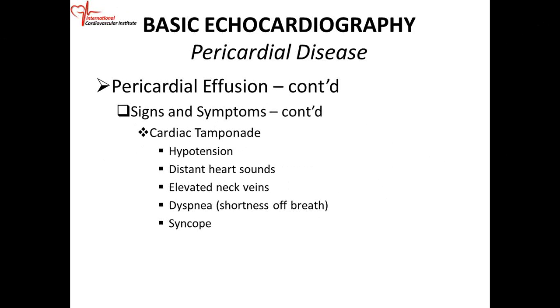So what happens is, of course, the heart fills with blood in diastole, but if you have fluid that is preventing the heart from filling, then it's going to quickly increase the filling pressures. So the pressures in the ventricle and also the atrium are going to be elevated, which is going to prevent blood from getting into the heart in diastole. So the neck veins are going to be elevated because blood cannot get into the ventricles.